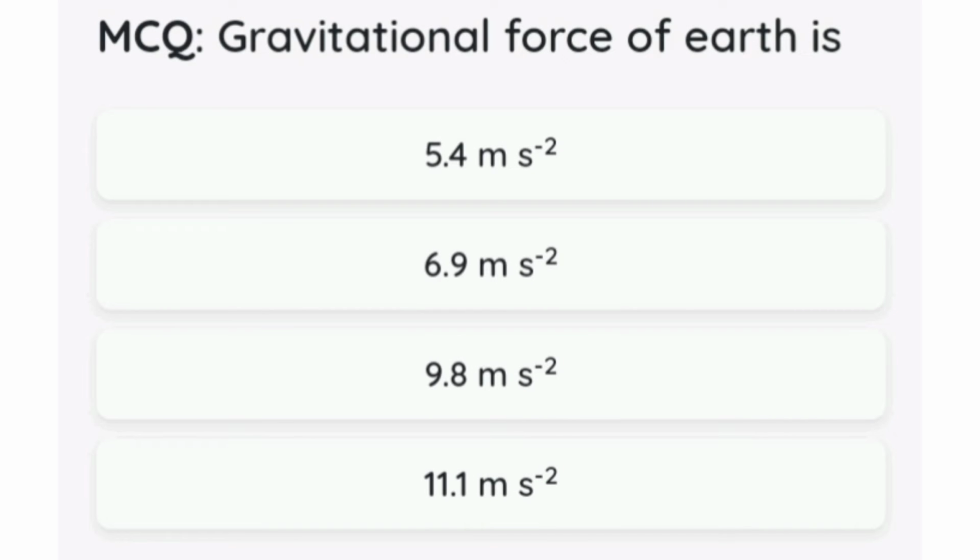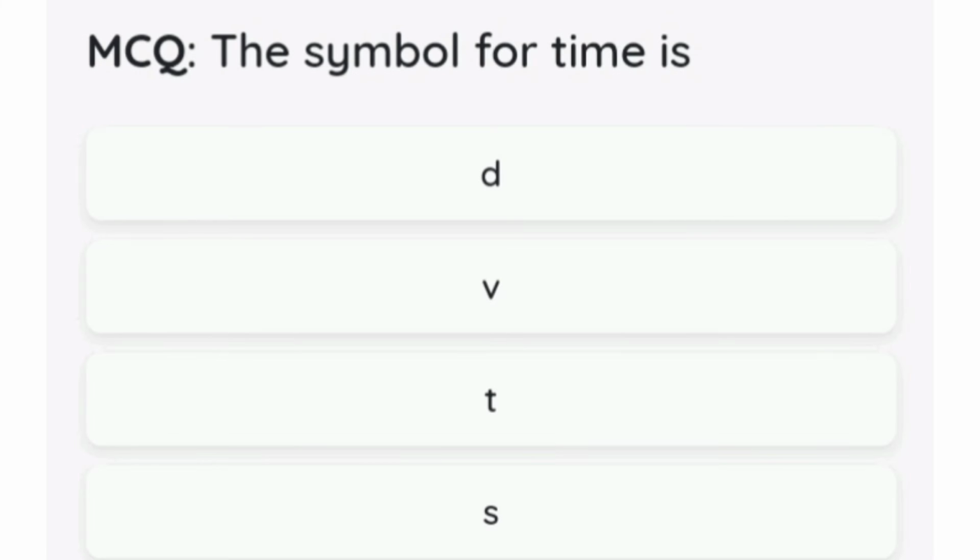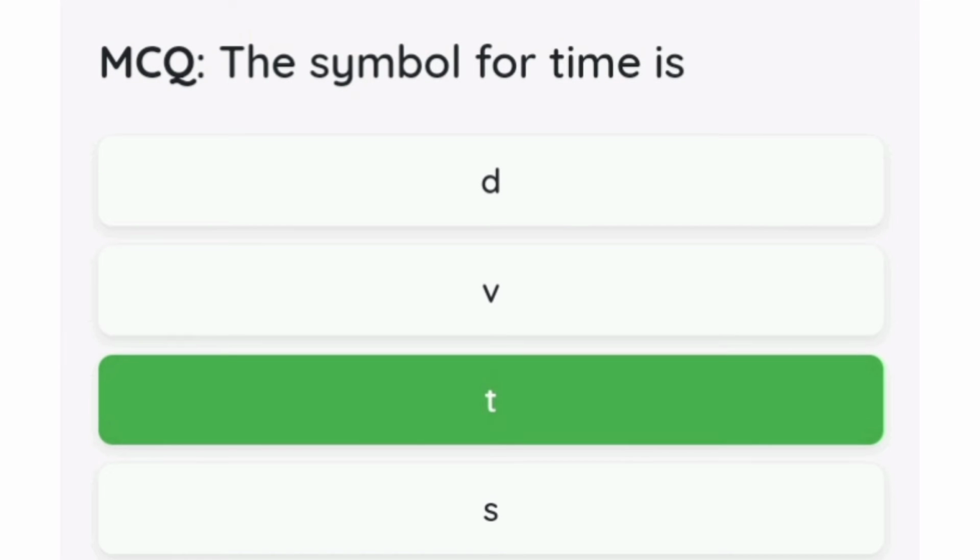So next we have: gravitational acceleration of the earth is. So the right answer is the value of g, which is equal to 9.8 meters per second squared. So next we have the symbol for time. As we know, the symbol for time is small t, and for the time period it's capital T. So the right answer is small t.